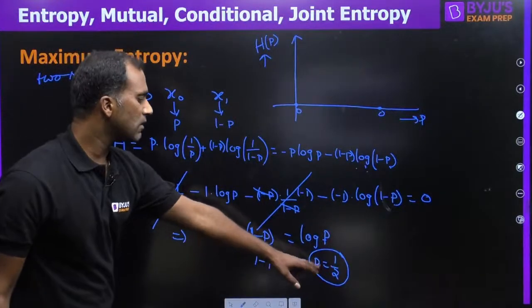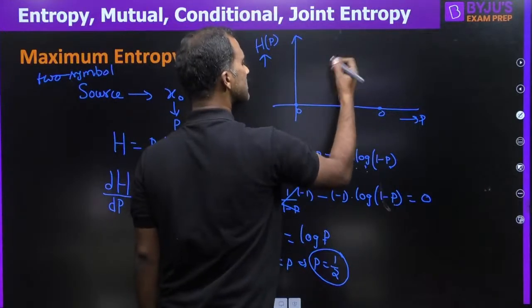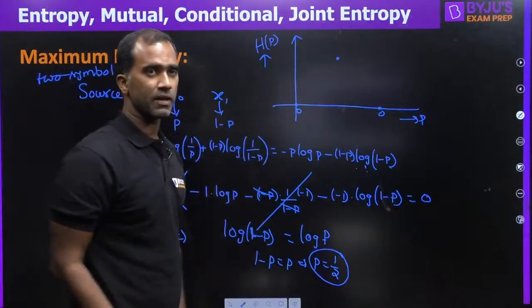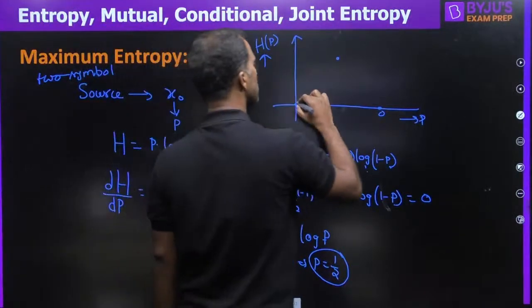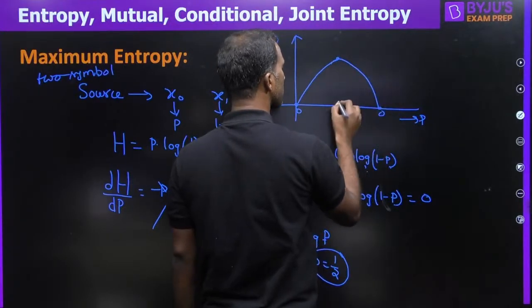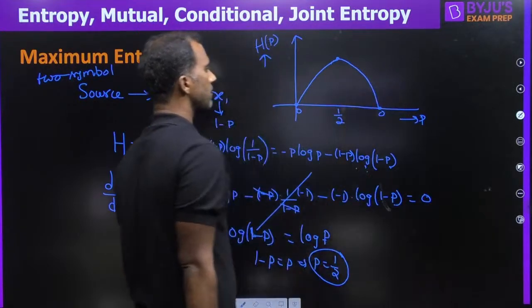And we know that at p equal to half, it is maximum. How much is it? We will figure out. And we know that it is a non-linear function. It's not a straight line, definitely. It is some kind of non-linear curve. So it might be something like this. We are having a maximum at half, at p equal to half, right?